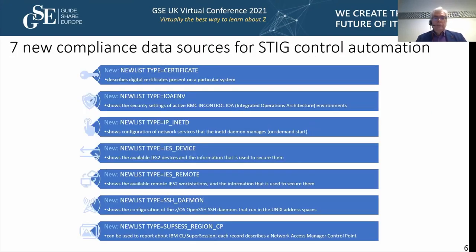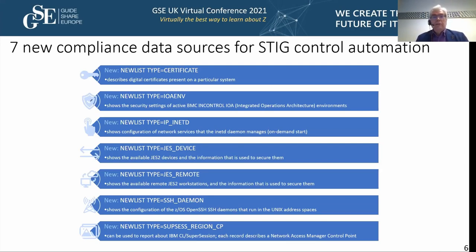So what's new in 2.5? We have all new report types added to enable the STIG control automation. For instance, we have made a report type certificate to describe the digital certificates.